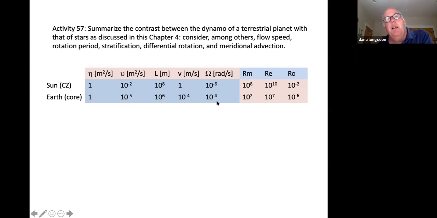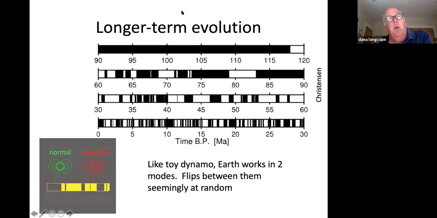But what we're talking about is such slow turnover, right? If things are going at this 10 to the minus 4 meters per second, and the Earth is rotating once per day, then the Rossby number is 10 to the minus 6. The Rossby number is really, really low. And that means the dynamo number for the Earth is really, really high, even though the Reynolds number is also low.